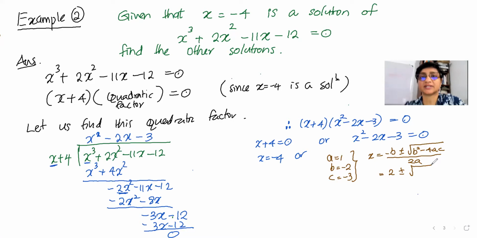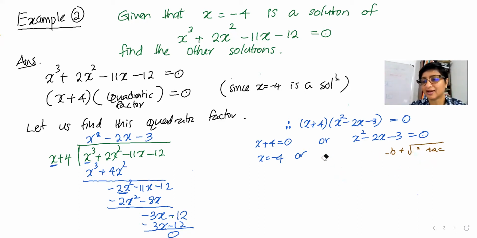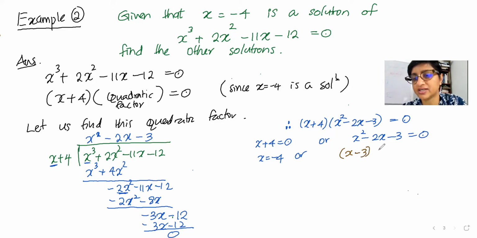Oh, does it factorize? It factorizes, no? You don't need this. Are you disappointed? All solutions are real here. Okay, this factorizes to x minus 3, x plus 1. So the other two are x equals 3 or x equals minus 1.